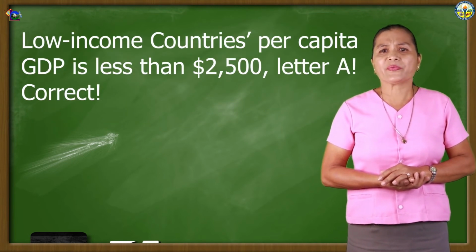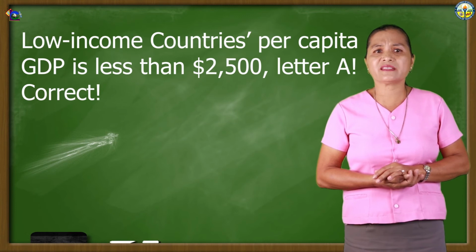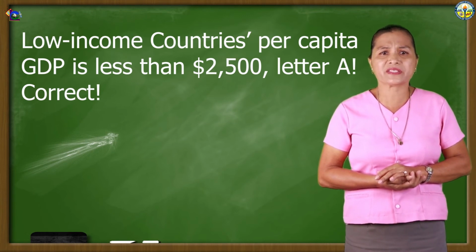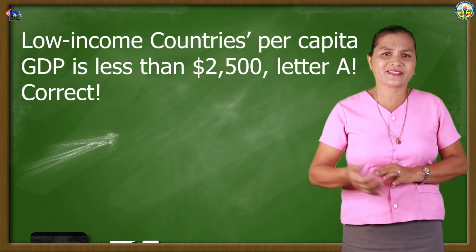Low-income countries' per capita GDP is less than $2,500. Letter A, correct.